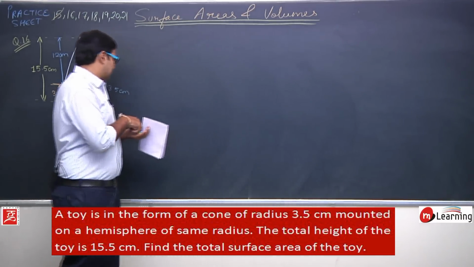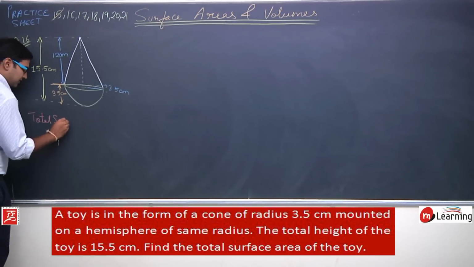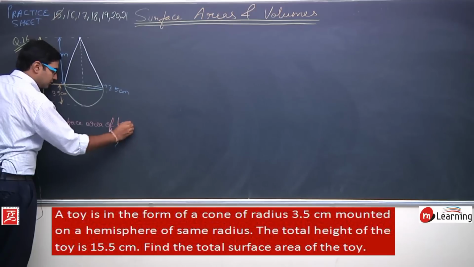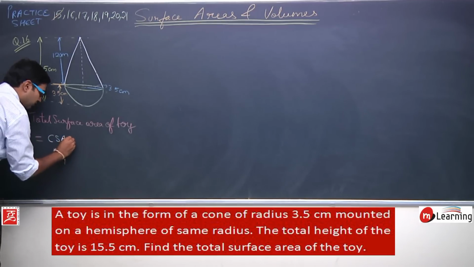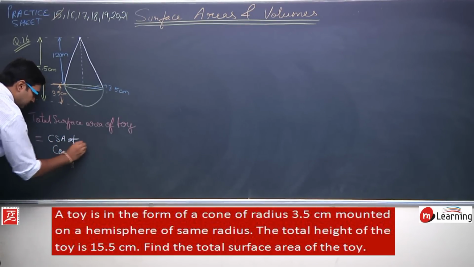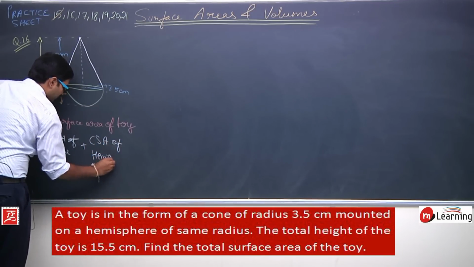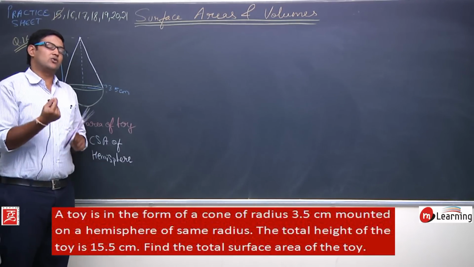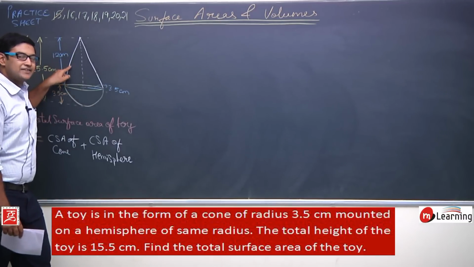So I will say the total surface area of the toy is equal to the curved surface area of cone plus the curved surface area of hemisphere. Try to understand the concept, why I am including only the curved surface area of this hemisphere and the curved surface area of this cone.